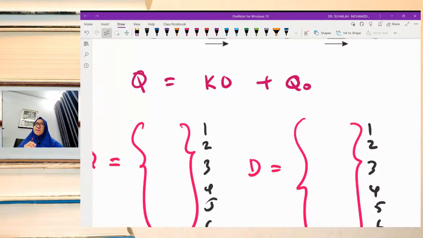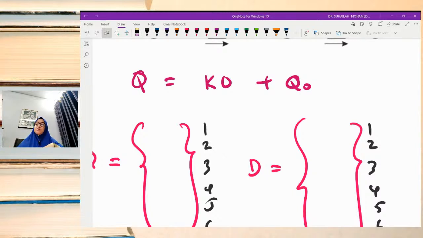I introduce first the equivalent nodal forces in beam, before at the end of the semester when we discuss past exam papers, I will touch on Q naught in truss. Basically for truss we only use Q is equal to KD. Q is nodal forces, D is nodal displacement, K is stiffness matrix for the structure.